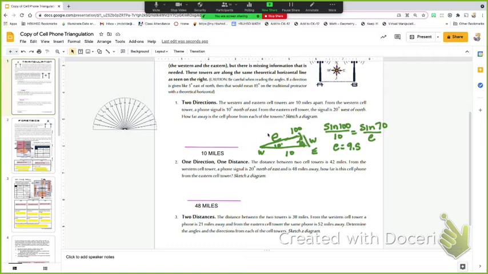And then I do the law of sines again to find little w. So the sine of 100 over its opposite side, which is 10, equals the sine of 10 degrees over its opposite side, which is w. So little w is 1.8.